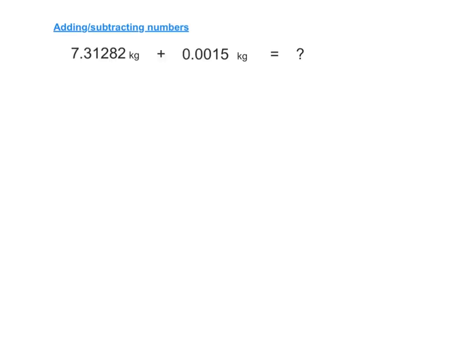Next, we'll see how to keep track of significant figures when you're adding or subtracting numbers. Suppose, for example, I measure the mass of a particular object and it comes out to be this. And then I have another object and I measure its mass and it comes out to be this. And I want to find their combined mass. Now notice that the first mass has 1, 2, 3, 4, 5, 6 significant figures, but the second mass only has 2 significant figures. So when we add them together, how do we keep track of the significant figures? Well, it turns out to be fairly straightforward. Here's what you do.